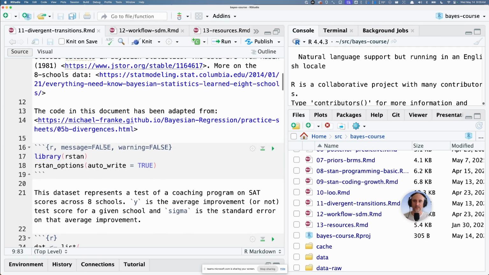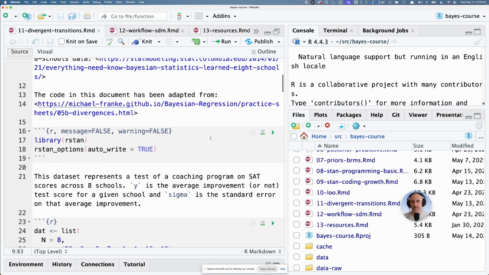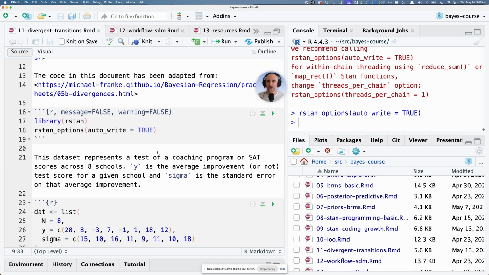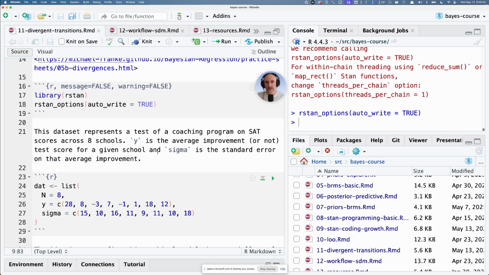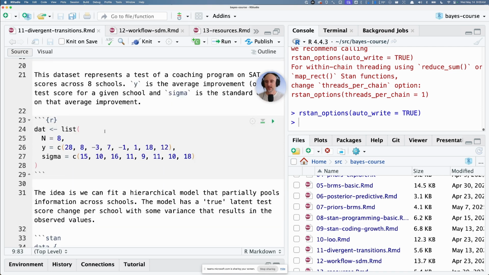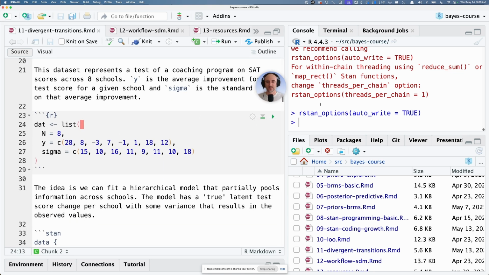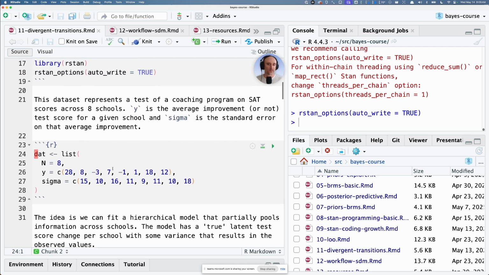So I'm opening up 11-divergenttransitions.Rmd. What we're going to work with is one of the most classic Bayesian data sets. It gets used all the time in examples for Stan. It is, I think, the main example if you do question mark Stan. It's a simple data set, but it creates all sorts of interesting problems from a statistical perspective. It represents the test of a coaching program for SAT scores across 8 schools, so it's often called the 8 schools example.